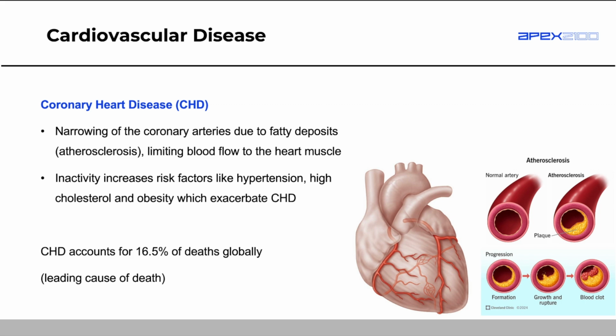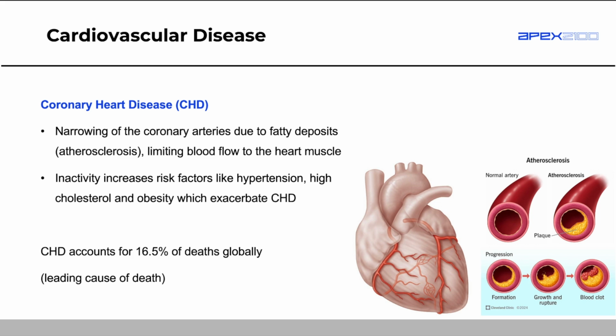Now, coronary artery disease or coronary heart disease, this is looking specifically at the coronary arteries. So if you remember back from anatomy, the coronary arteries are what supply the muscle of the heart with blood, which carries the oxygen and nutrients that it needs to contract. So the coronary arteries are the arteries of the heart muscle. So in coronary heart disease, we have a narrowing of the coronary arteries because of fatty deposits, which limit the blood flow to the heart muscle.